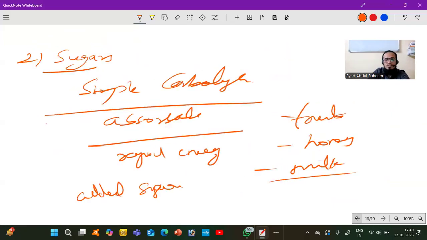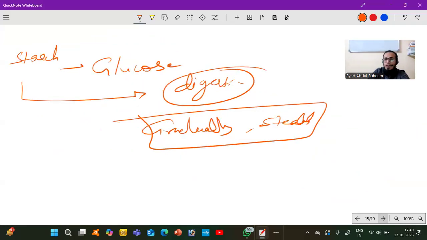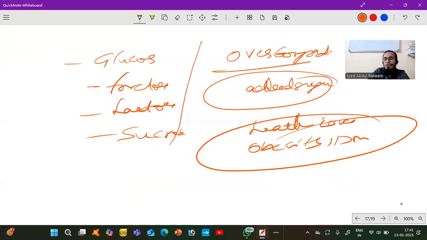So what we discussed: starch is a complex carbohydrate, digestible, found in foods like wheat, rice, corn, potato, beans, etc., and gradually we get the energy. Sugars are simple carbohydrates, absorbed easily, and we get energy easily, but long-term use causes health issues. Natural sources are fruits, honey, milk, but added sugars are very dangerous. Overconsumption of added sugar will lead to health issues, obesity, and diabetes mellitus.